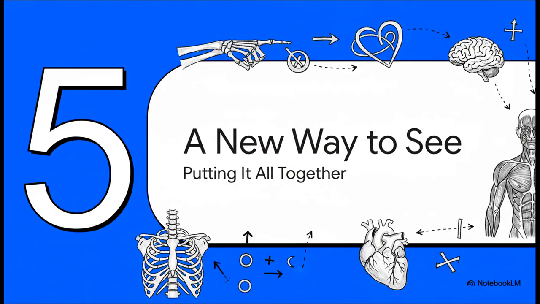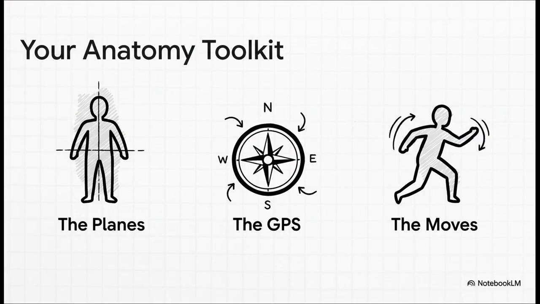All right, we've defined our map, we've learned our directions, and we've described our movements. We now have a complete foundational vocabulary for talking about the human body. So let's see how it all fits together. So, what did we cover? We started with the three planes, sagittal, frontal, and transverse, which create our body's map. Then we layered on our anatomical GPS with those directional pairs like superior, medial, and proximal. And finally, we brought it all to life with the language of movement, using actions like abduction, flexion, and rotation.